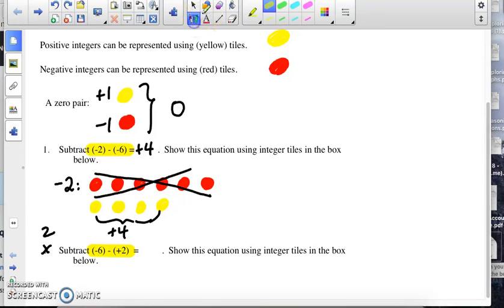So we're going to do a similar process as the question above, where we're going to represent the first integer. So the first integer is -6. So if you want to pause the recording and figure out what you're going to do to represent -6, go ahead and do so, but I'm going to continue. I know that -6 can be represented by 6 red tiles.